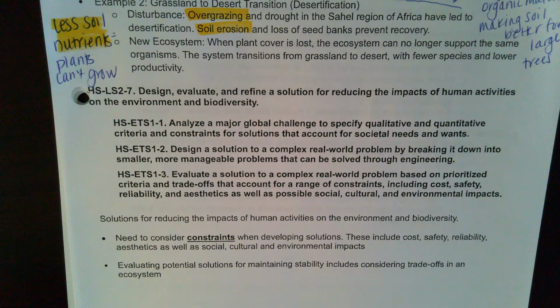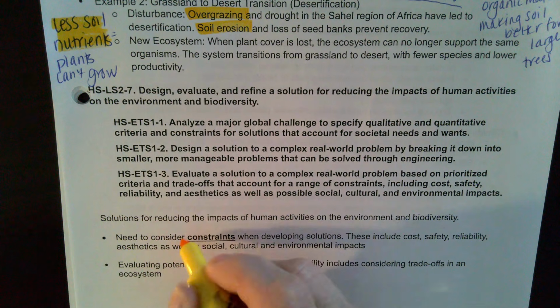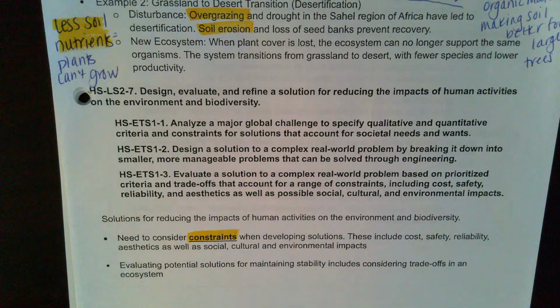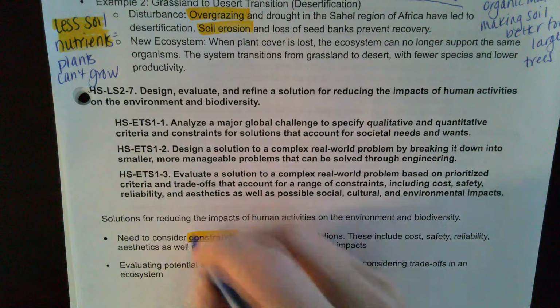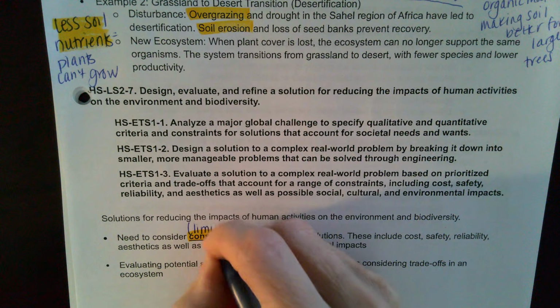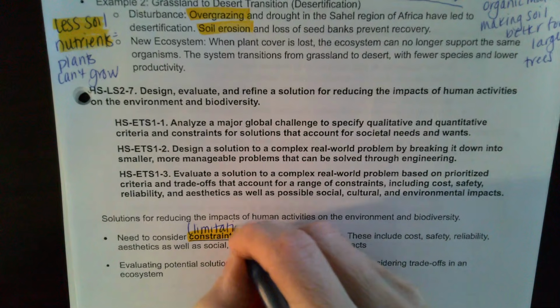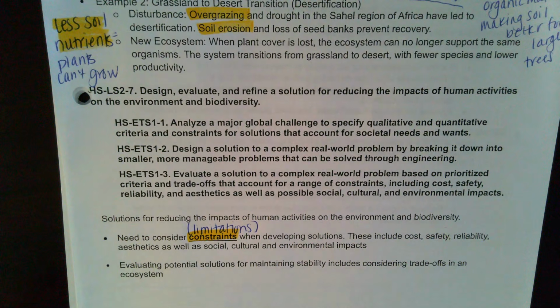Solutions for reducing impacts of human activities on the environment and biodiversity. You need to consider all of the constraints. Know the word constraint. I always tell my kids it's a limitation. These can include cost. Cost is a big one. Like a limit is always going to be the cost. People are not giving you unlimited money.